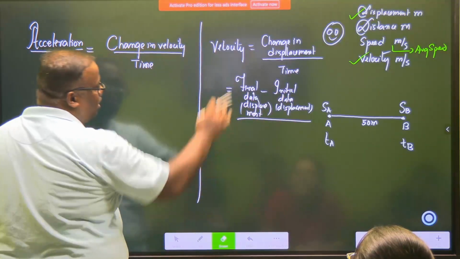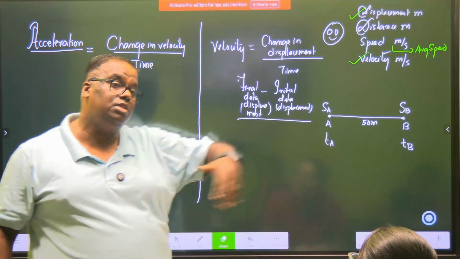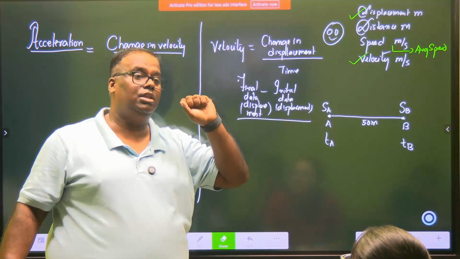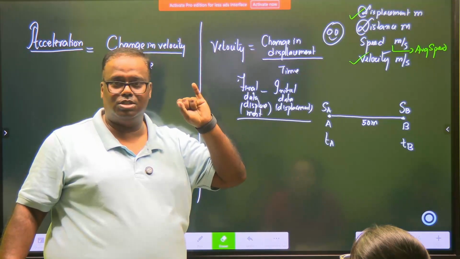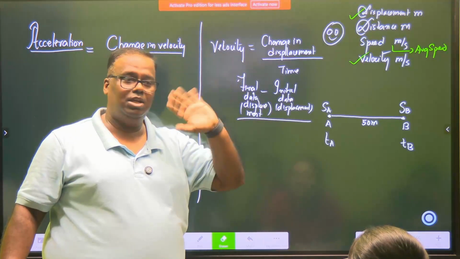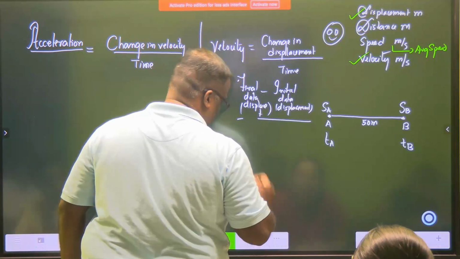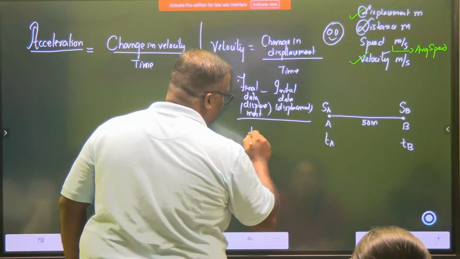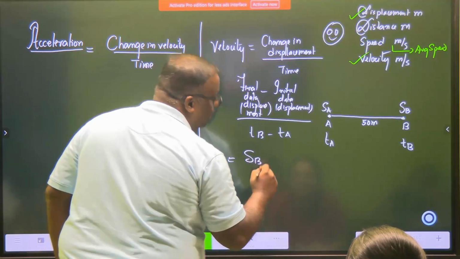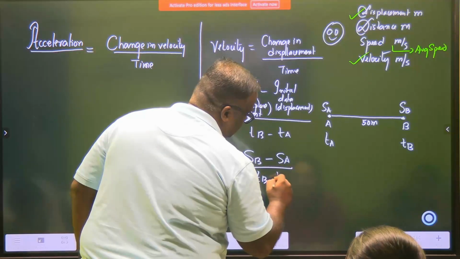The time should also be the time elapsed. So what will be the time elapsed? Time is something which always increases. There is never negative time. Negative time is only there in the stories of ghosts, bhoot, pichash, yaksh and gandharv. They only can travel negative. Time is not negative. Time always keeps moving. So our time elapsed will be TB minus TA. If I want to better this equation up, I would write it as SB minus SA divided by TB minus TA.